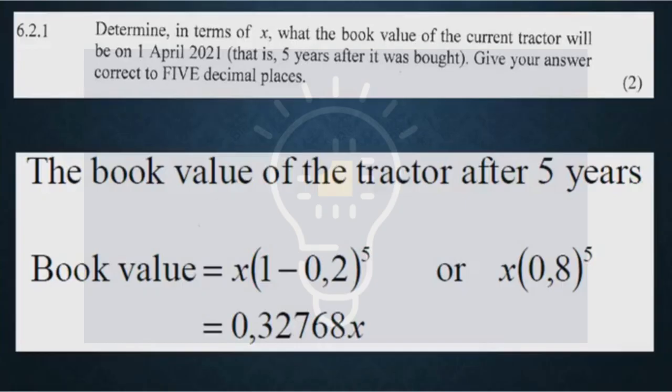It's very easy. Notice our questions. The first question: determine in terms of x what the book value of the current tractor will be on the 1st of April 2021. That is 5 years after it was bought. Give your answer to 5 decimal places. Well, very easy. The book value is simply going to be, using the reducing balance depreciation formula, x, round bracket, 1 minus 0,2 to the power 5. When we simplify that, we can put it like that. And when we work this out on the calculator, we have 0,32768x. We're obviously going to need this in the future. Let's look at the next question.